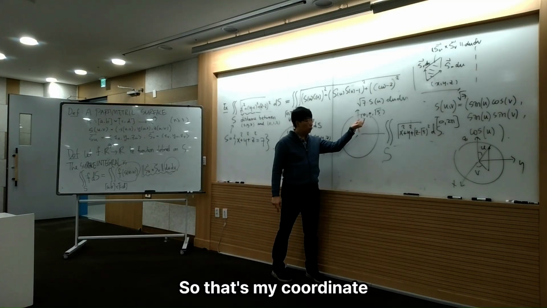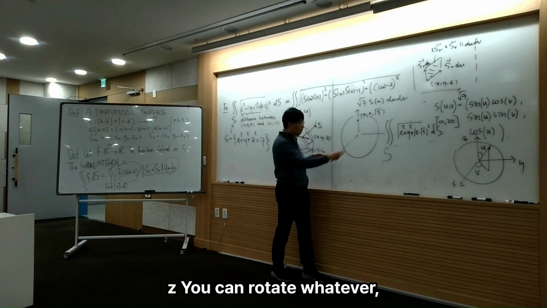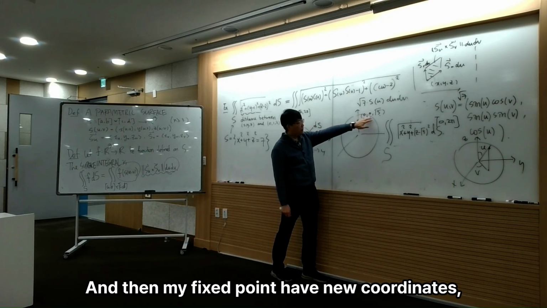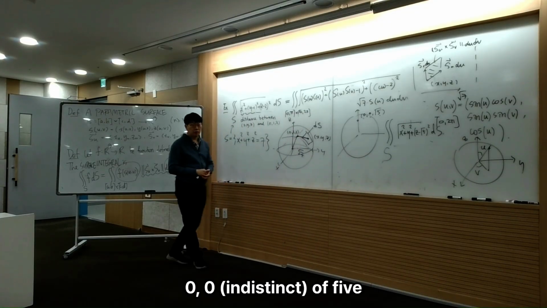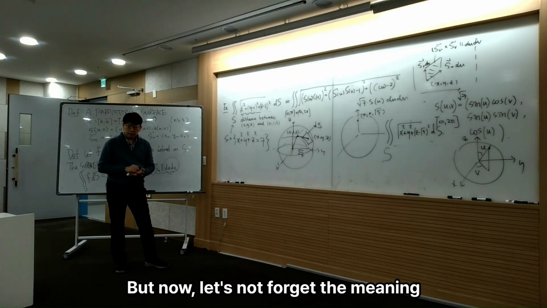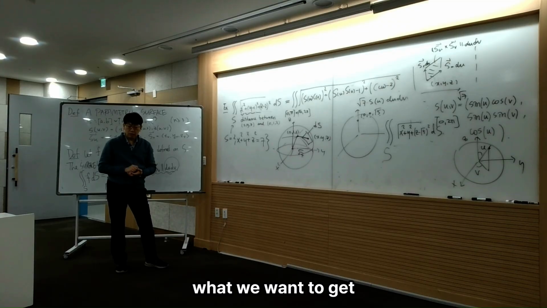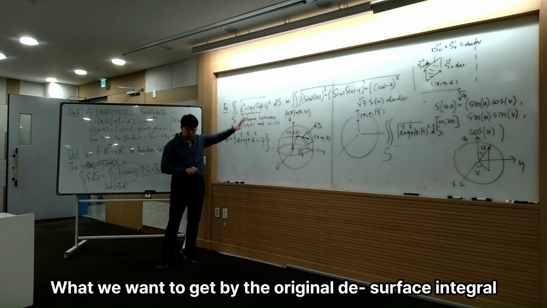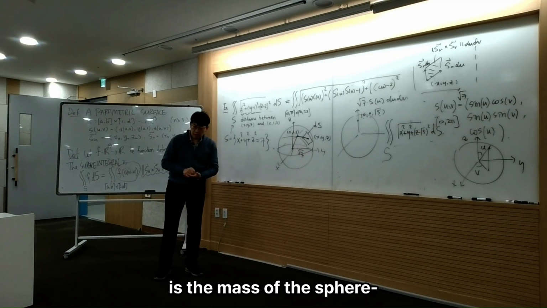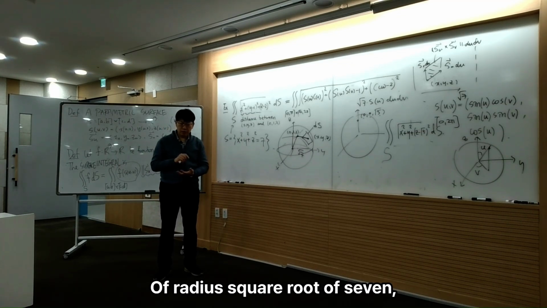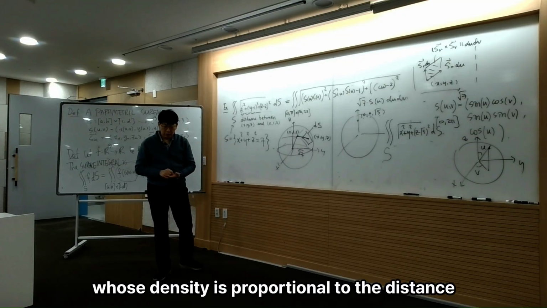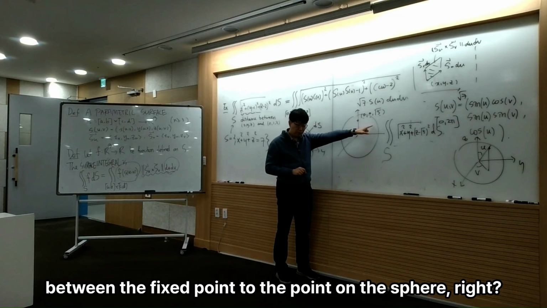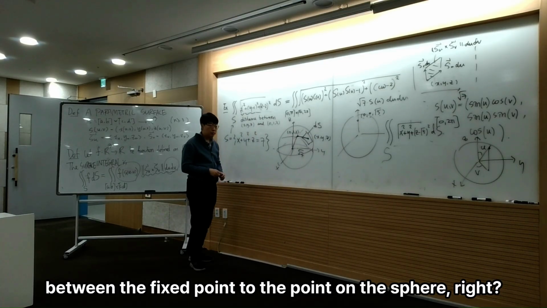So that's my coordinate. And let's also put x, y, z; you can rotate them however, just put them somewhere here. Then my fixed point has a new coordinate, 0, 0, square root of 5. But now let's not forget the meaning of what we want to get. What we want to get by the original surface integral is the mass of the sphere of radius square root of 7, whose density is proportional to the distance between the fixed point and the point on the sphere, right?